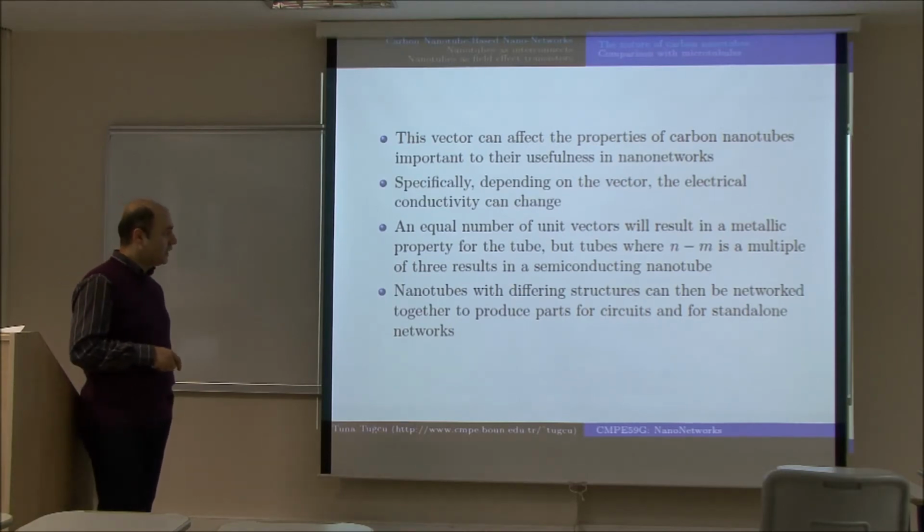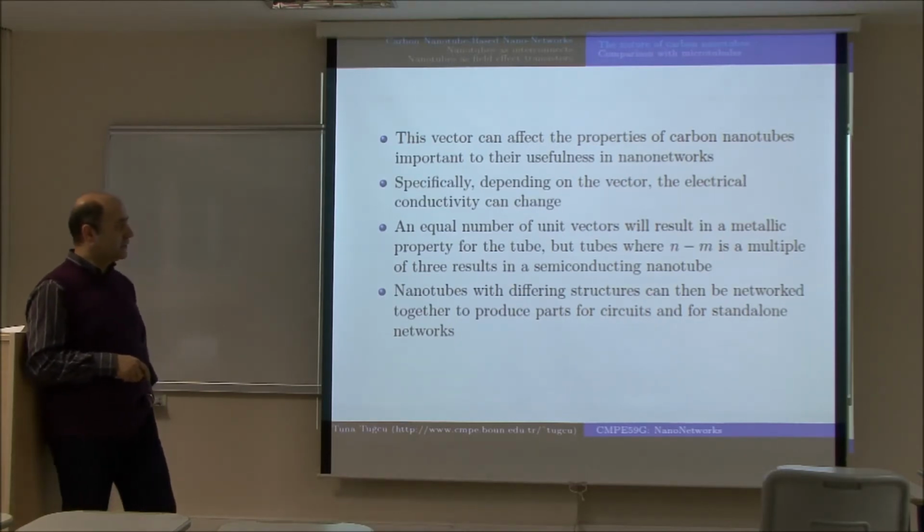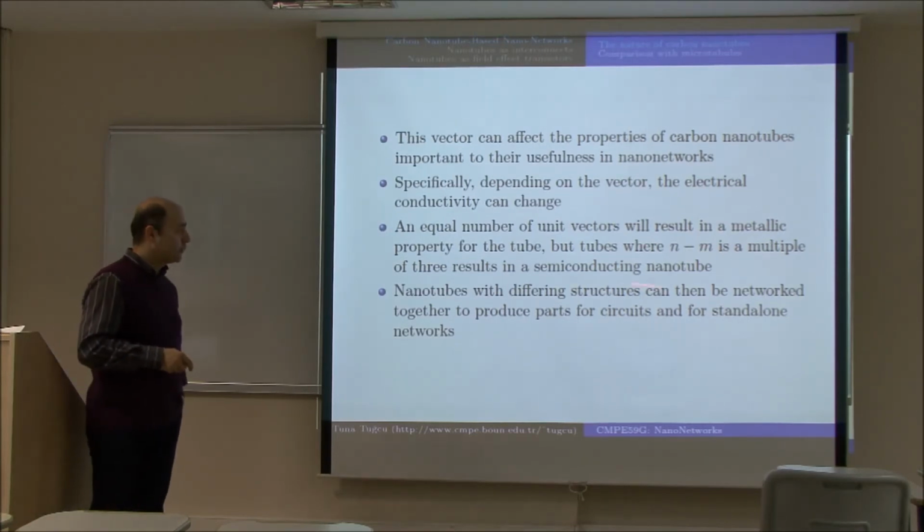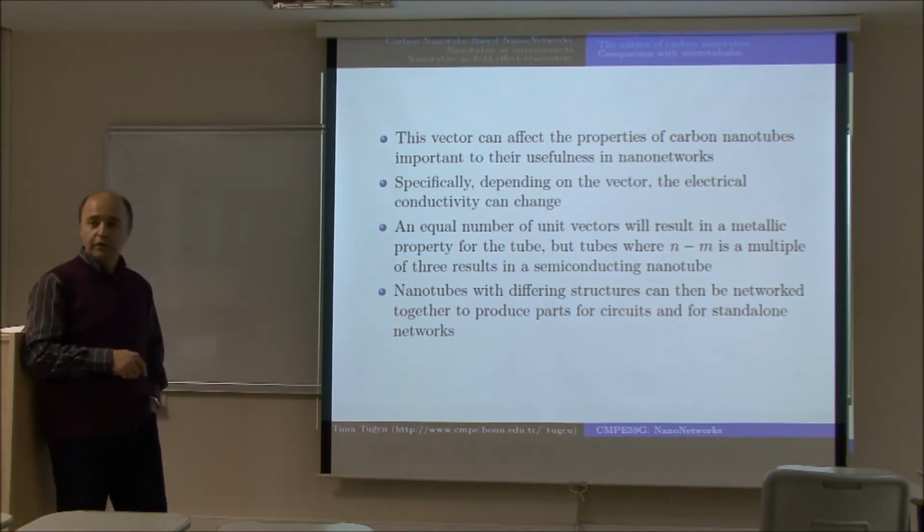The nanotubes, with different structures, can then be networked. You can use them together, like the metallic nanotubes and the semiconductor nanotubes, to form a network and produce parts for circuits and for standalone networks.